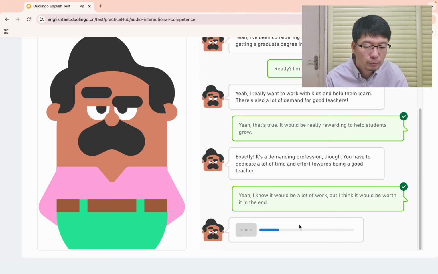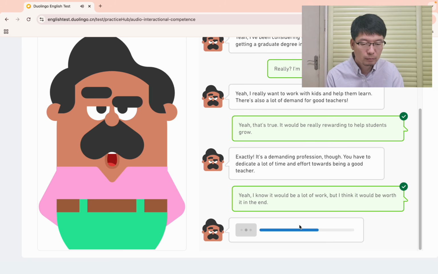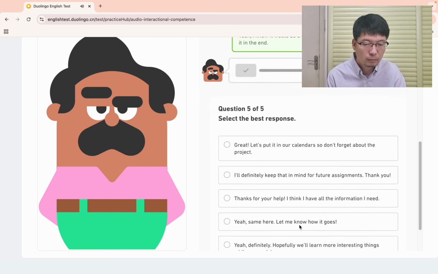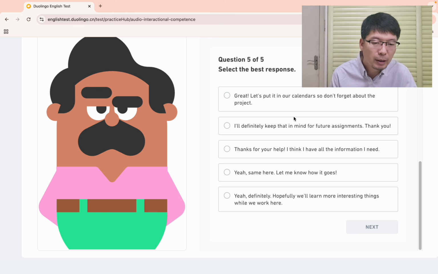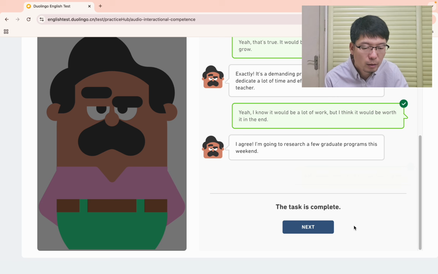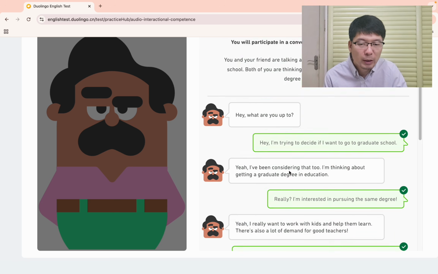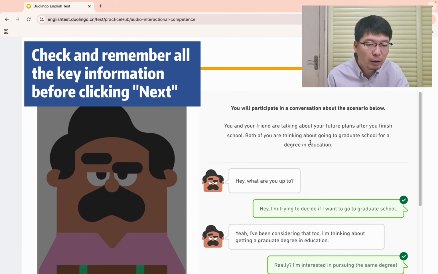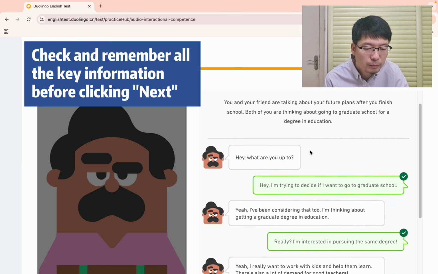I agree. I'm going to research a few graduate programs this weekend. Great, let's put it in our calendar so don't forget about the project. No, I'll definitely keep that in mind for future assignment. Same here, let me know how it goes. Definitely. So this one. Okay, so before we click next, we need to check the key information. Then we can use the information to write the summary of the conversation.